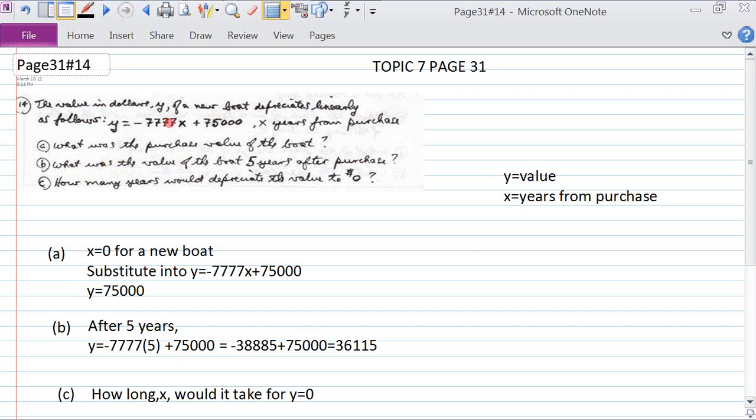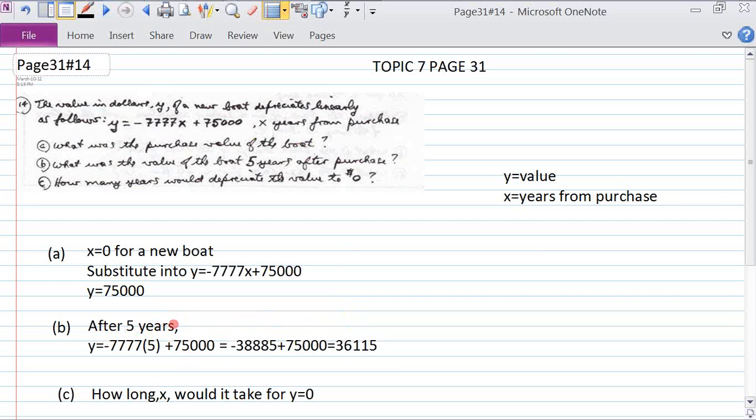And the first part of the problem was, given this formula here, what was the purchase value of the boat? Well, the purchase value of the boat is obtained by realizing that the years from purchase is 0, because you just purchased it, you haven't used it, so x is 0. So you replace the x with the 0. So x equals 0 for a new boat. You substitute that in here. If you put in a 0 here, of course this term becomes 0. So the boat is worth $75,000.